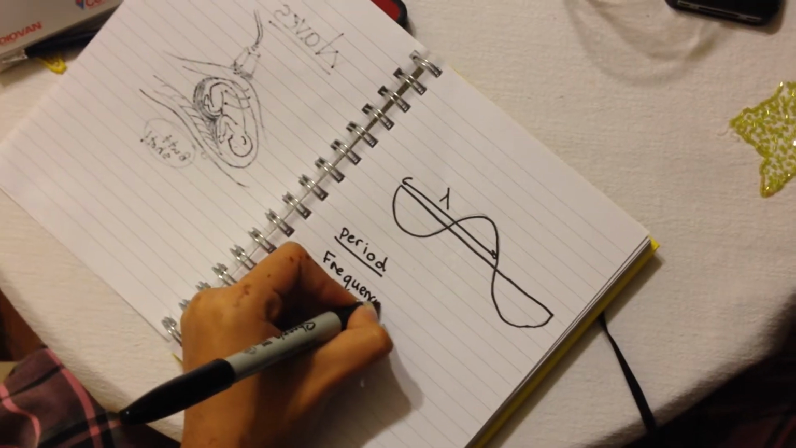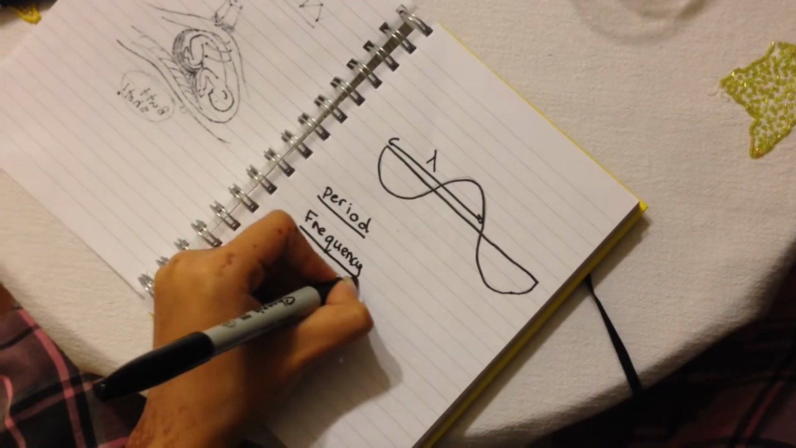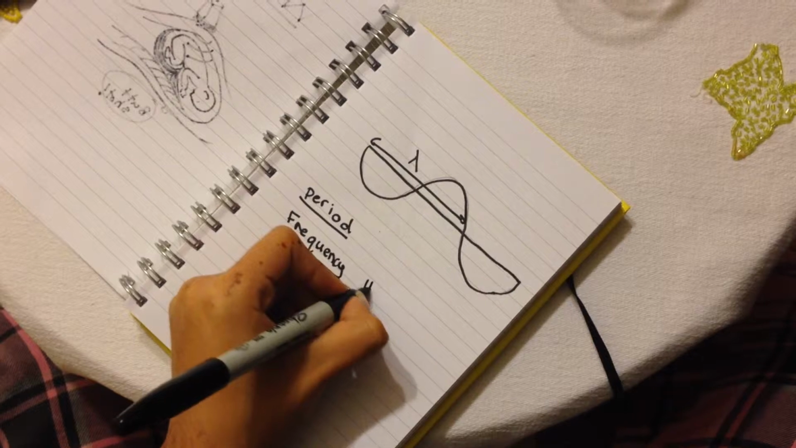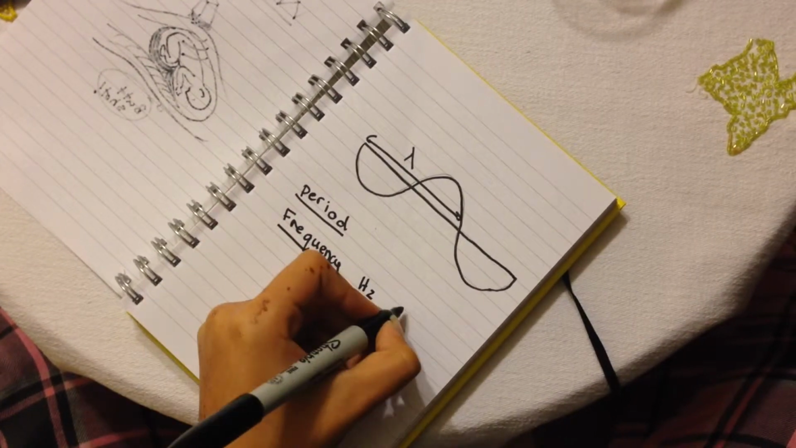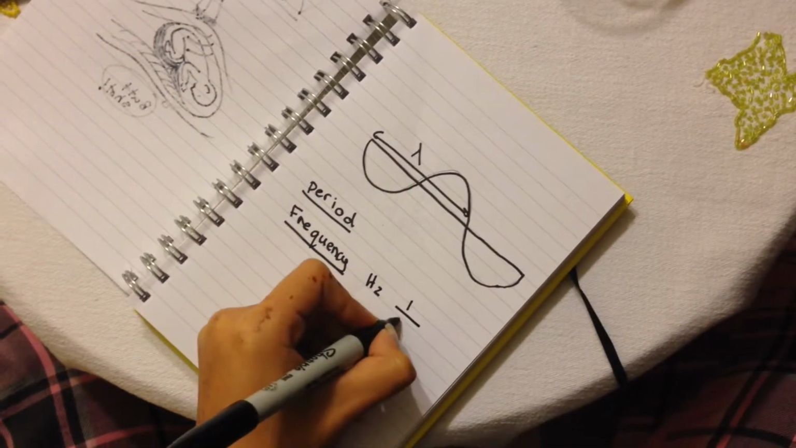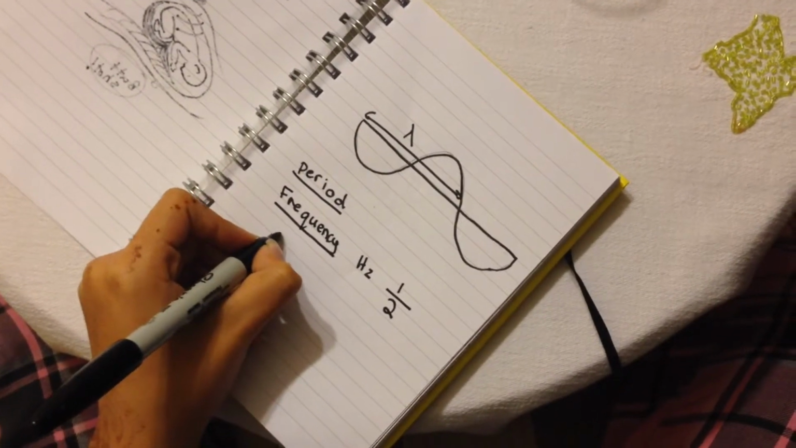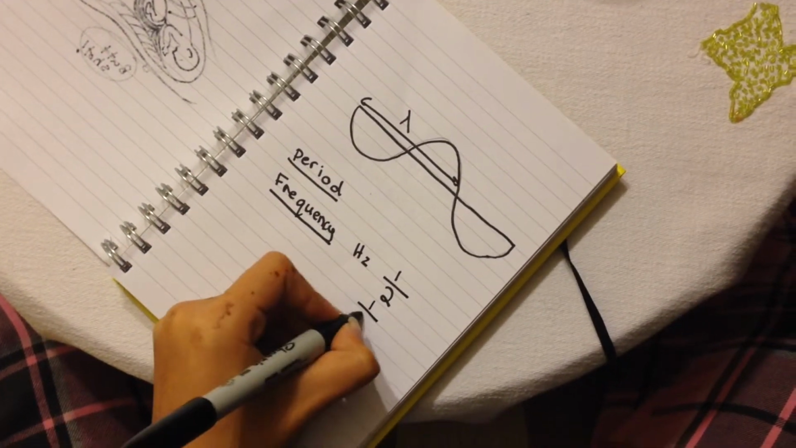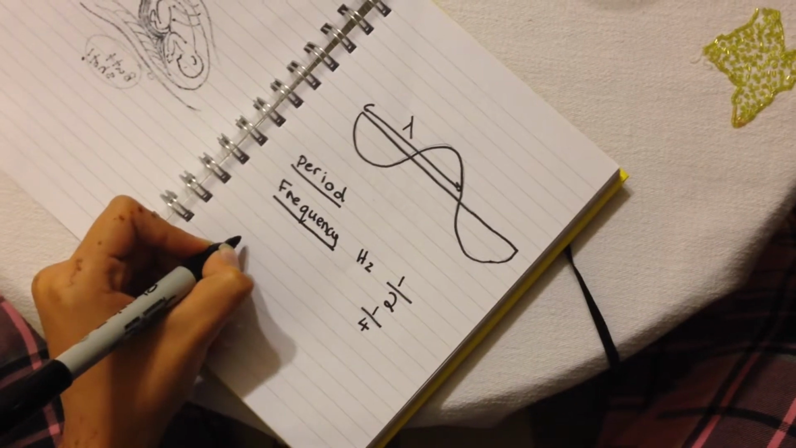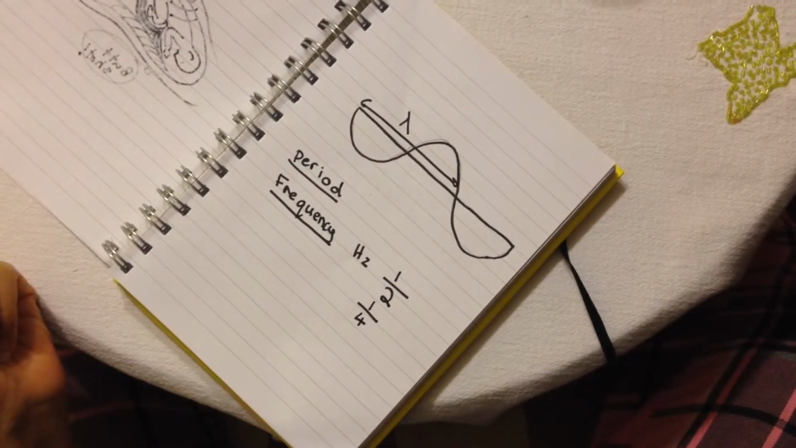The frequency of the wave tells us the number of waves that are formed in 1 second. It is measured in hertz. The frequency is the reciprocal of the period. If a wave takes 2 seconds to form, then the frequency is a half. If a wave takes 4 seconds to form, then the frequency is a quarter.